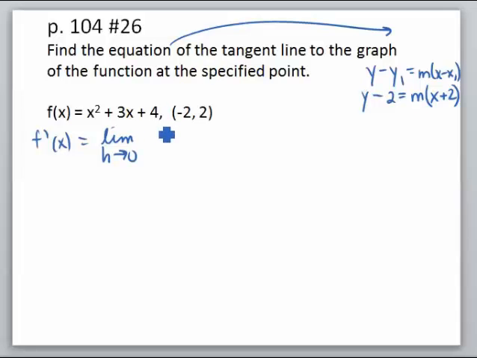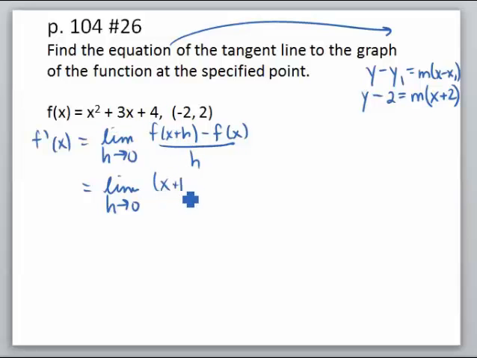definition. I'm just copying down the definition of the derivative. This is something that you should memorize. And then I'm going to apply the definition of the derivative. So it says find the limit as h approaches 0. Plug in x plus h for all your x's.